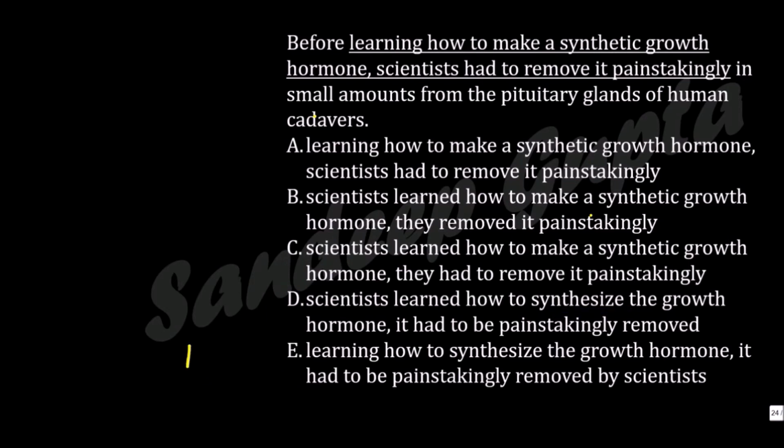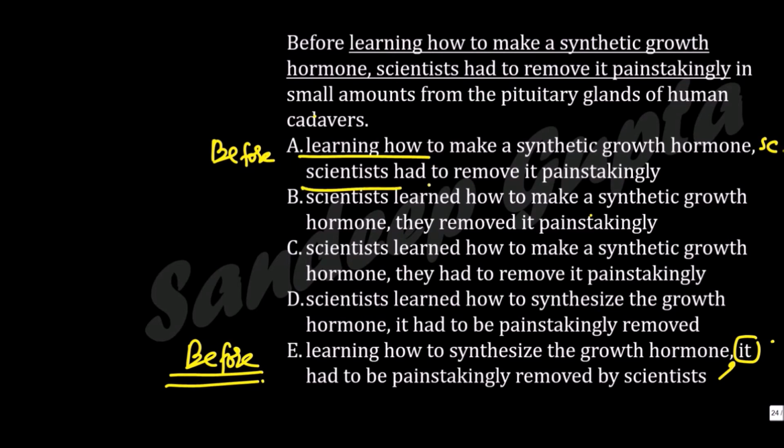Now let's see, if you say before learning, you should always see what is coming after the comma. It says it. Now look at option A. If I say before learning, what is coming after the comma is scientists here. So now what is logical? Who was learning? Scientists were learning or the hormone was learning? Obviously the scientists were learning. So here the word it is wrongly placed.